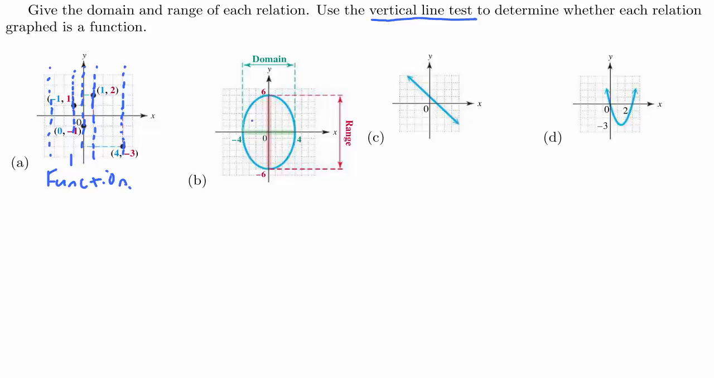Let's look at B. B is clearly not a function because I can draw this vertical line here, and I have a point here and here that is in this relation and going through this single vertical line. So because of this, B is not a function.